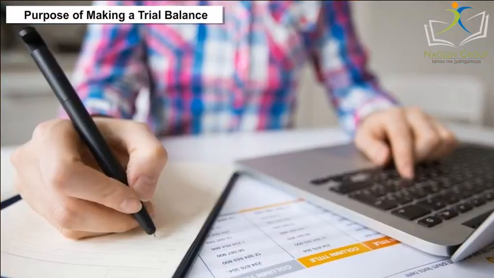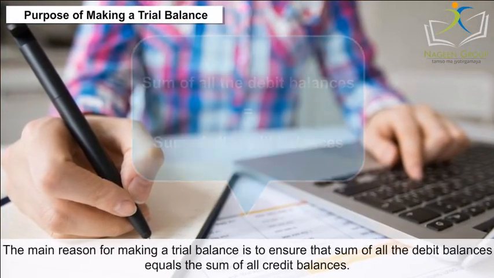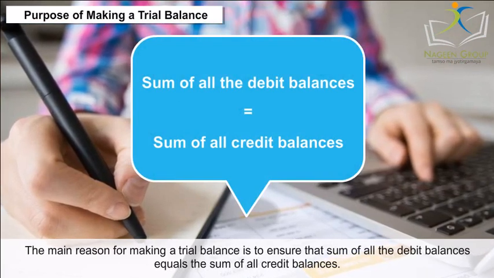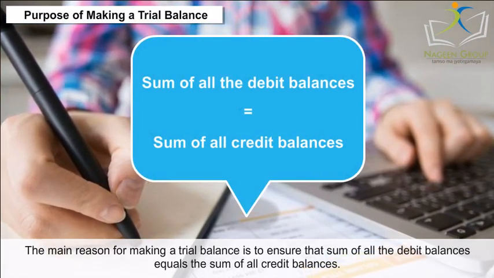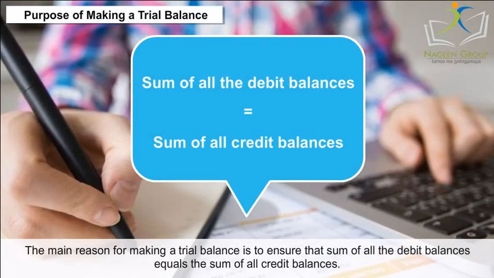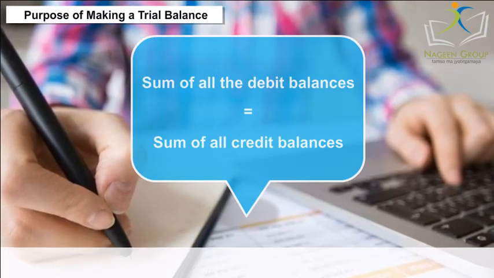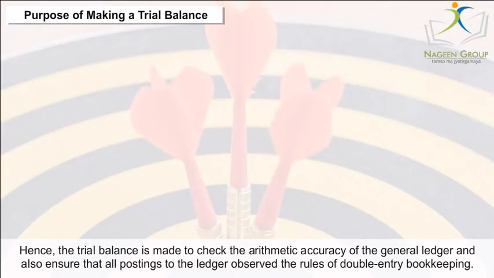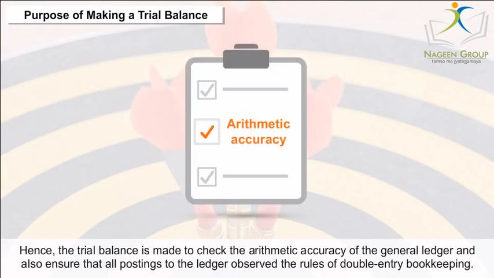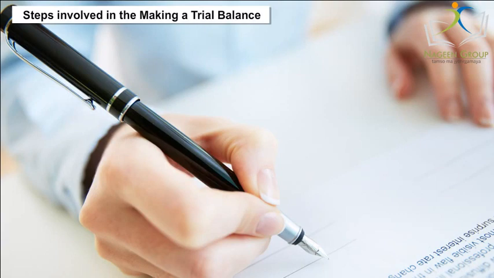Purpose of making a trial balance. The main reason for making a trial balance is to ensure that sum of all the debit balances equals the sum of all credit balances. Hence, the trial balance is made to check the arithmetic accuracy of the general ledger and also ensure that all postings to the ledger observed the rules of double entry bookkeeping. Steps involved in making a trial balance.